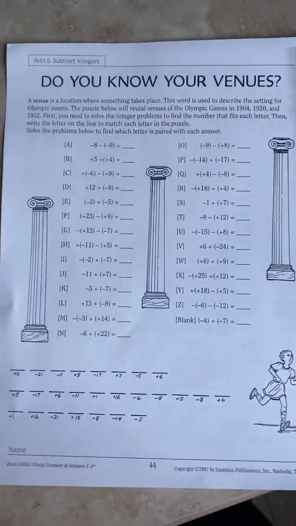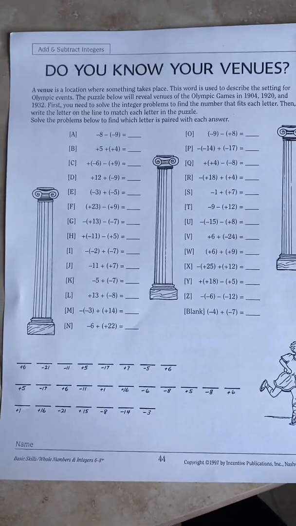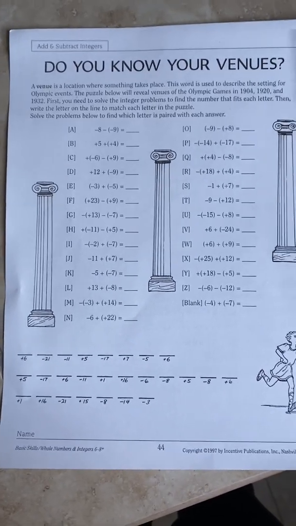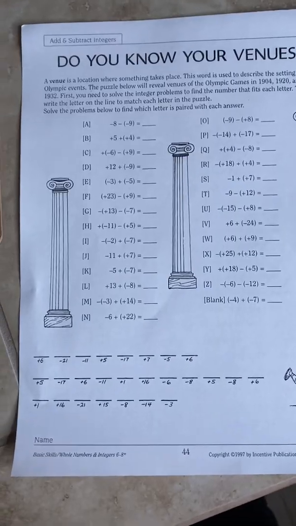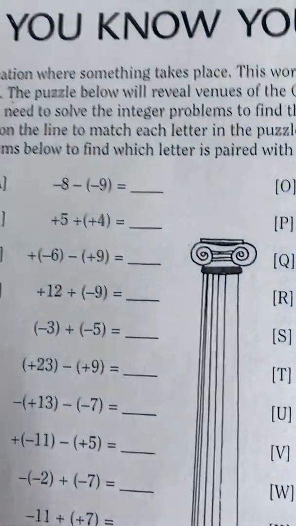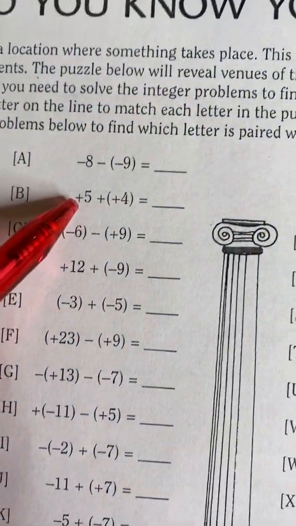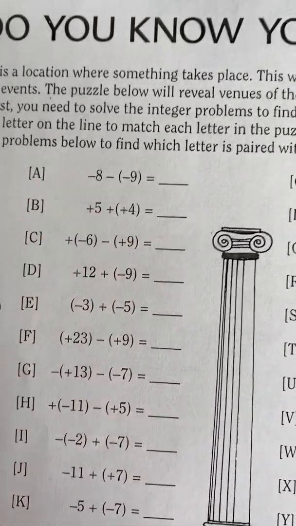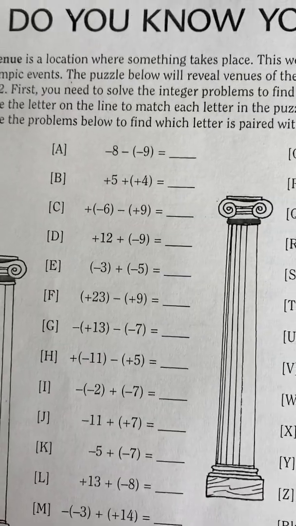All right, Know Your Venues. It's just working on addition and subtraction of integers, and we're just reviewing some stuff from topic 1. On this one, they decided to write 5 and put the plus in front of it so you know that's positive. This is getting used to somebody using lots of symbols.